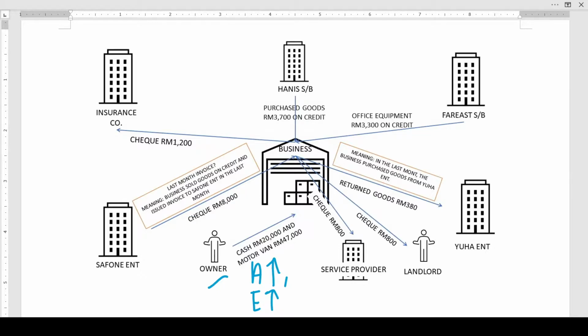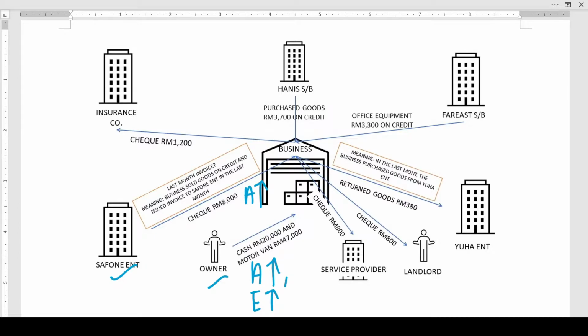The second transaction, if I'm not mistaken, is received cheque 8,000 from Safwan Berhad for the last month invoice. So why did Safwan give a cheque to the business? Now what does the business have? The business receives a cheque, meaning it receives cash at bank, receives money. Money is an asset, so the asset of the business will increase, of course, because of the cheque.